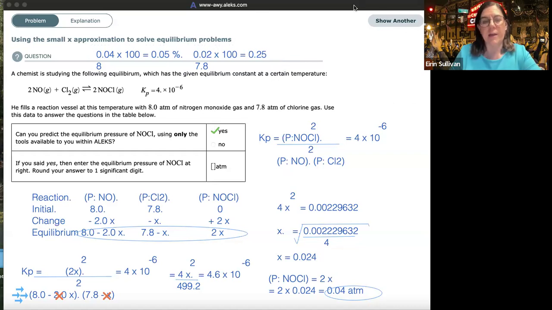But you do need to check, okay? Because if you found that x really was significant, if it was more than 5% of the number you're subtracting it from, as a ballpark figure, then you're going to have to go ahead and multiply that all out and solve the quadratic and have a less fun time than we just did.